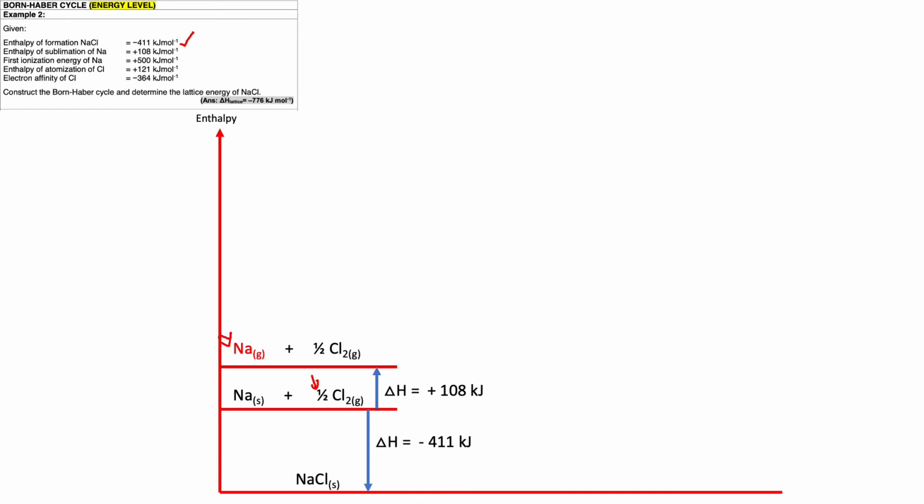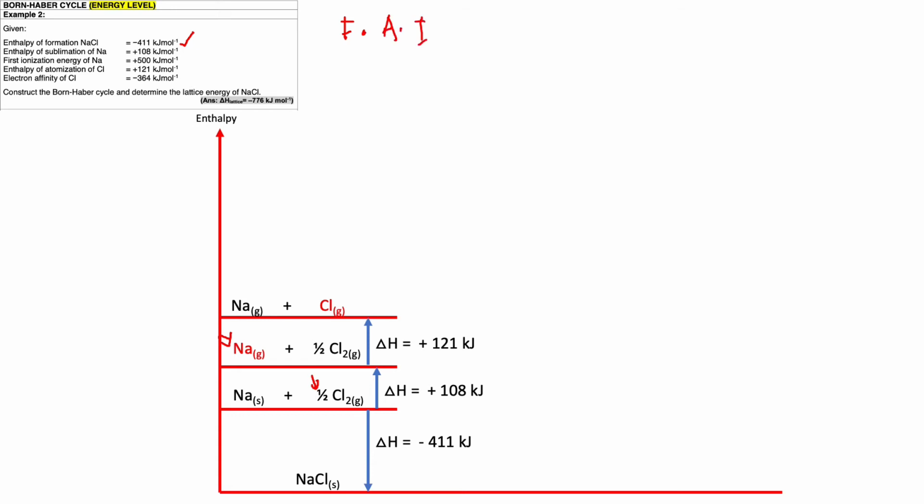Now next one, enthalpy of atomization for chlorine. The enthalpy is slightly bigger compared to the atomization of sodium. So we can draw the gap slightly bigger as well. Put it like this because it is positive. It is absorbing heat, and we got it like this. So don't forget to put the enthalpy here. Okay. So we are done with formation and also atomization.